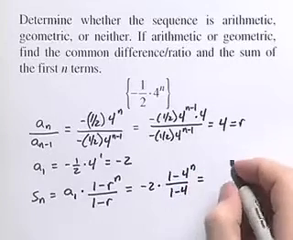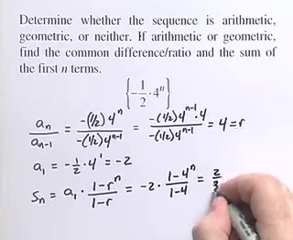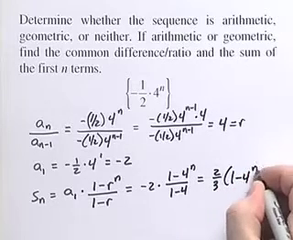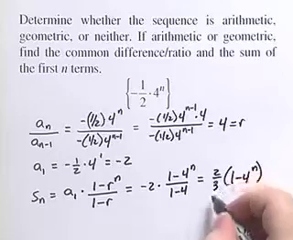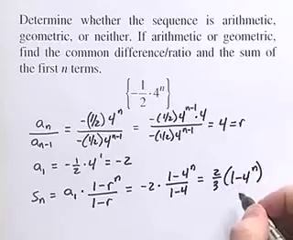Just clean that up a little bit. We'll end up with 2/3 times 1 minus 4 to the nth power. And this represents the sum of the first n terms of that geometric sequence.